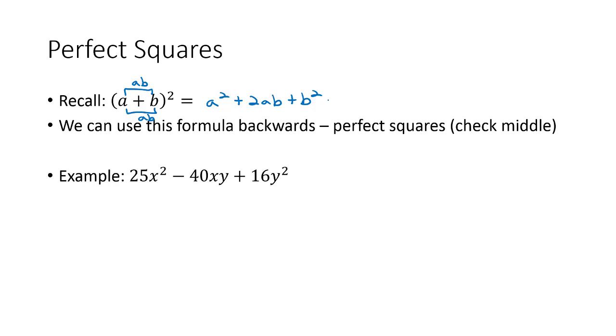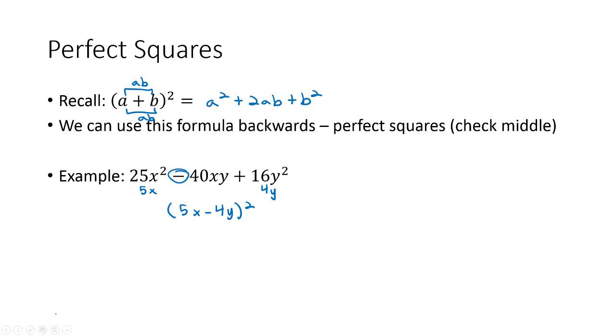So here, it's a trinomial, but I do notice I can take the square root of 25x squared, that's 5x, and the square root of 16y squared, that's 4y. There's a negative in the middle, so it's probably going to be 5x minus 4y, and the whole thing squared.